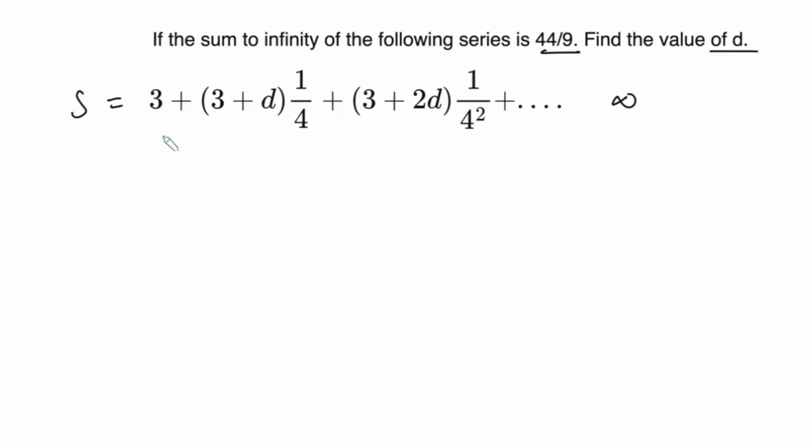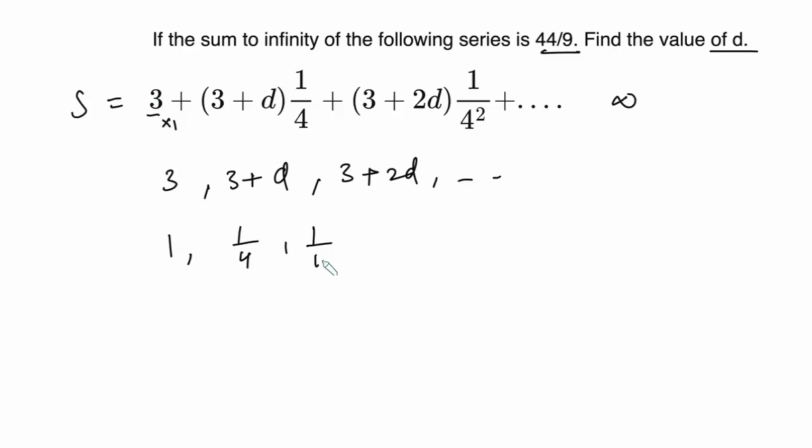Here, the AP part is 3 plus d, 3 plus 2d, and so on. This is the AP portion of this series. And the GP part of this series is 1 over 4, 1 over 4 squared, and so on up to infinity. Here, the value of A is 3 and the common difference is d. And here A is 1 and the common ratio is 1 over 4.